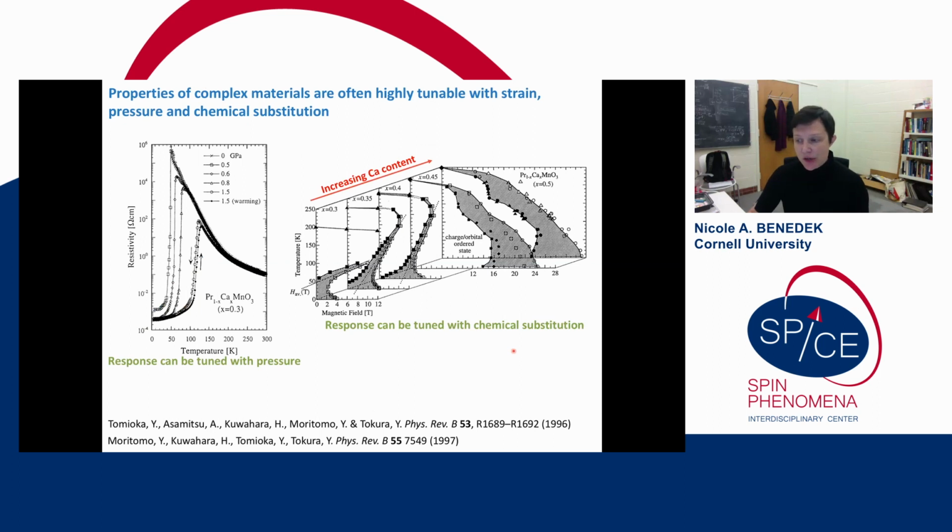Because complex materials are close to multiple phase boundaries and have many competing degrees of freedom, their properties tend to be highly controllable with external handles like epitaxial strain, pressure, and chemical substitution. So in the plot on the right, that's for praseodymium calcium manganite, again, showing how this resistivity change with magnetic field changes with pressure. And then the response can also be tuned with chemical substitution, as we saw on the last slide.